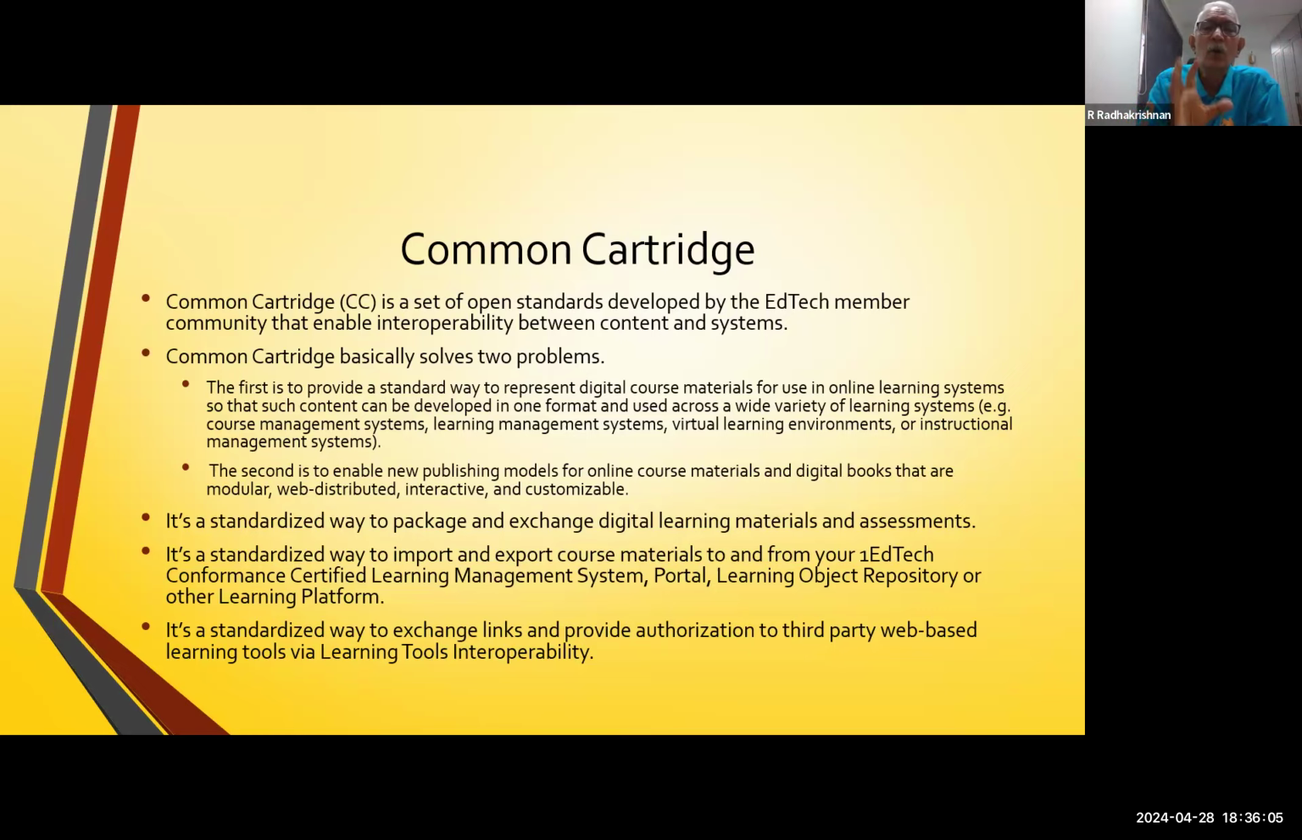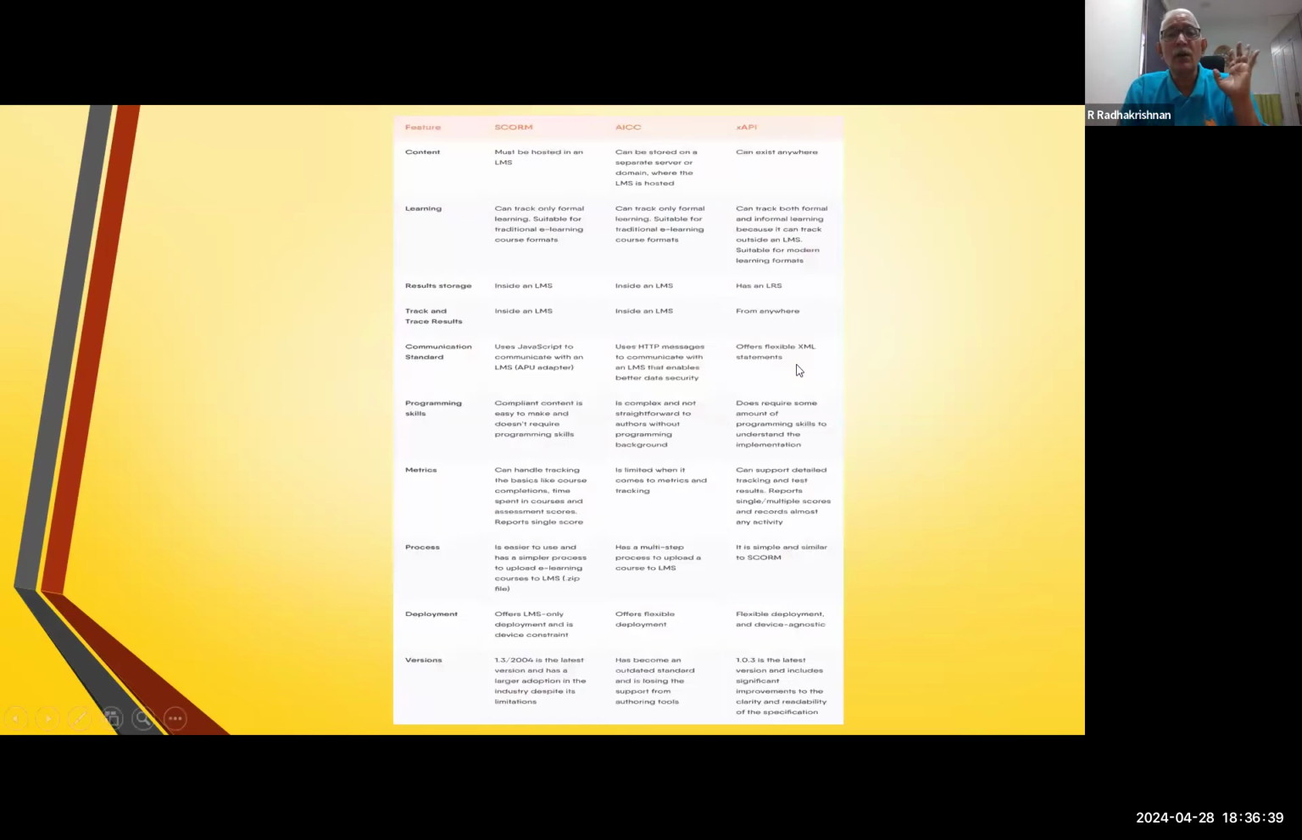It is an open kind of standard, and it can be used across systems. It is a standard way to package and exchange digital learning materials and assessments. And it's a standard way to import and export course materials from an LMS portal. It is also very comfortable to operate on web-based LMS modules. That's what Common Cartridge is all about.